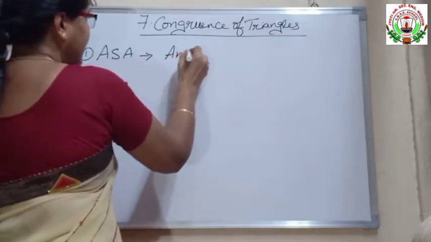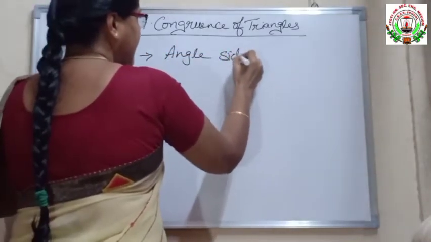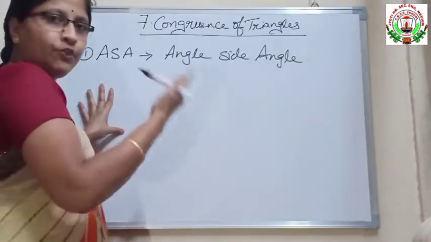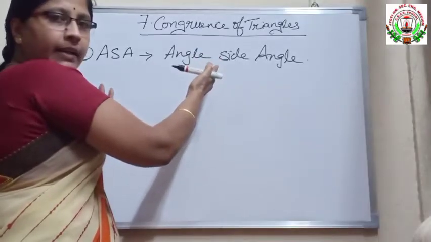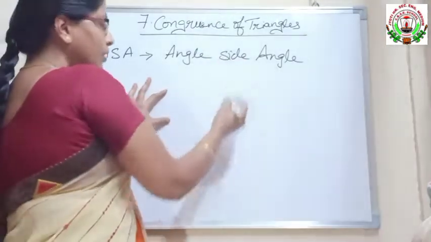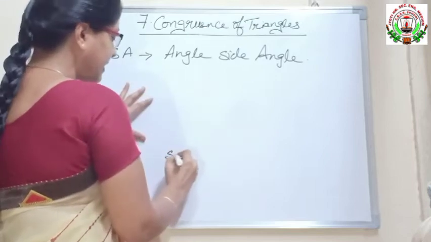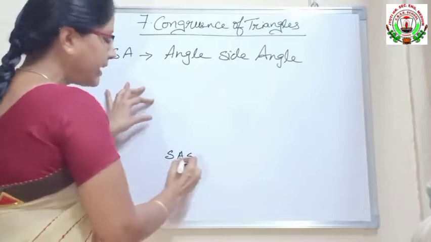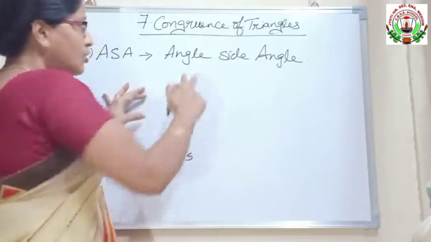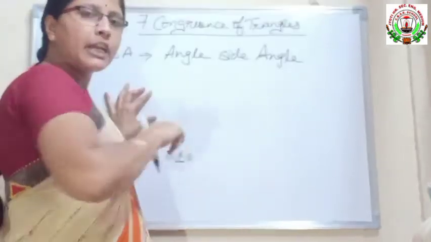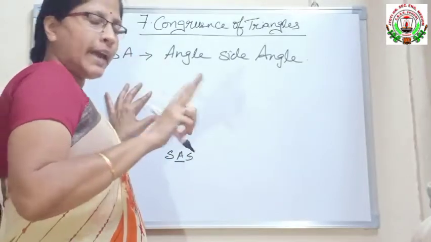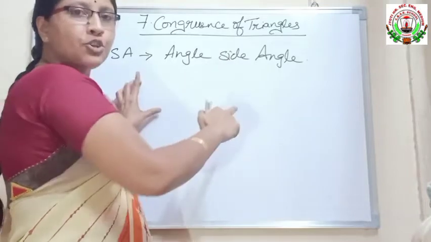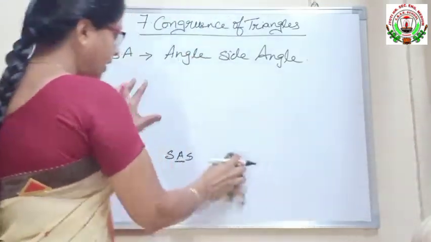ASA, that is angle, side, angle. In the before one, I told you that before this, that is side, angle, side. Here angle should be included between two sides. So here a side should be included between two angles. Here angle is included between two sides, and here side should be included between two angles.